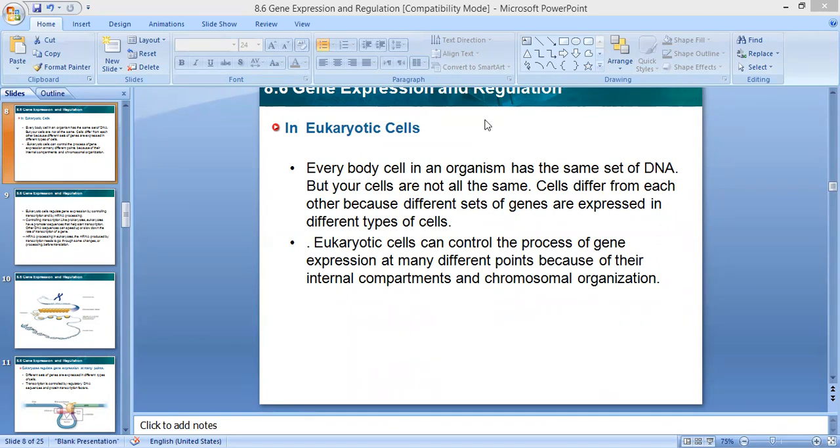So in eukaryotic cells, every cell in an organism has the same set of DNA, meaning the same set of genes, but your cells are not all the same. Cells differ from each other because different sets of genes are expressed in different types of cells. Eukaryotic cells can control the process of gene expression at many different points because of their internal compartments and chromosomal organization.